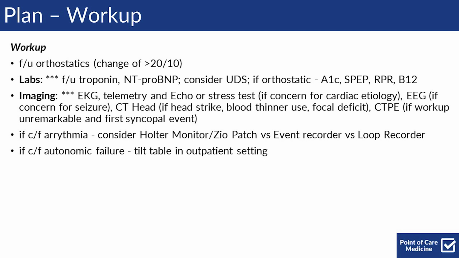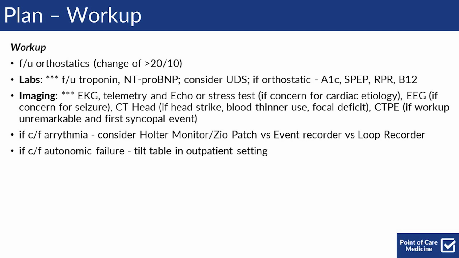Labs, again, something that everybody should get, include troponins, NT-proBNP, and things you should be thinking about is a urine drug screen. If they're very obviously orthostatic, you're worried about autonomic dysfunction, you can get an A1C, an SPEP, an RPR, and a B12. Imaging that everyone should get include EKG, telemetry, and you could be considering an echo or stress test if you're worried that there's an underlying cardiac etiology that hasn't been diagnosed. You should get an EEG if you're worried about a seizure, and you should get a CT head if anybody has a head strike, if they use blood thinners, or you notice a focal deficit on their exam, in which case you should probably be thinking about calling a stroke alert and getting much more advanced imaging.